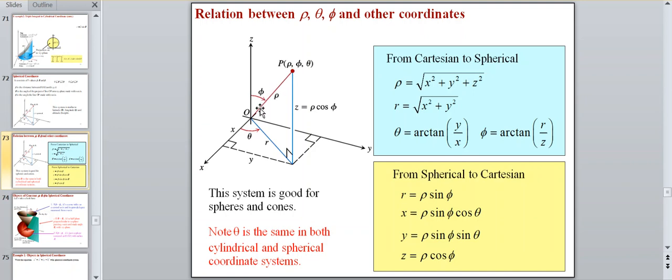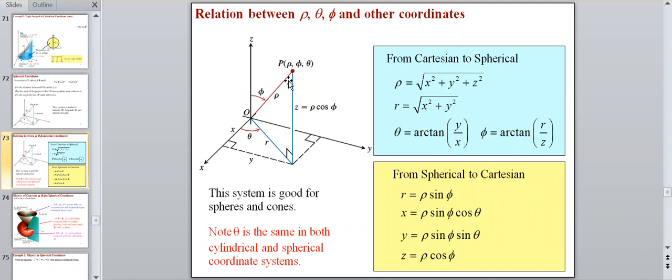Now look at here, what is r? r is the image of this line segment OP onto the xy plane. So this is r. You agree with me, here we have a right angle triangle. So r equals the root of x squared plus y squared, or equivalently r squared equals x squared plus y squared. How can we find theta? In this right angle triangle, tangent theta equals y over x. So theta is arc tangent, meaning tangent inverse, of y over x.